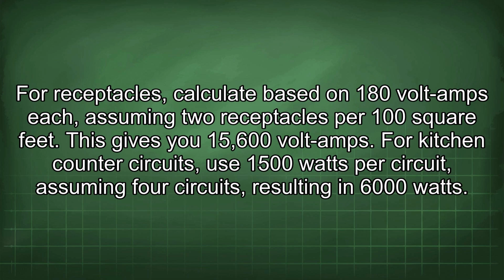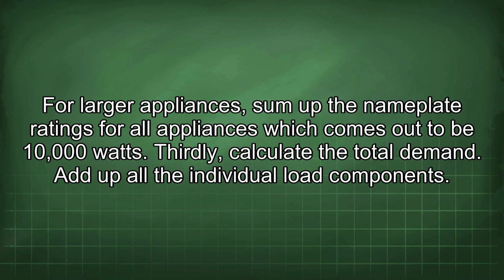For receptacles, calculate based on 180 volt amps each, assuming 2 receptacles per 100 square feet. This gives you 15,600 volt amps. For kitchen counter circuits, use 1500 watts per circuit, assuming 4 circuits, resulting in 6,000 watts. For larger appliances, sum up the nameplate ratings for all appliances, which comes out to be 10,000 watts.